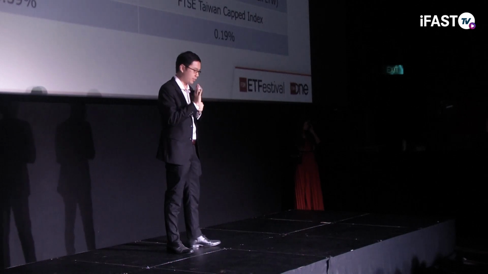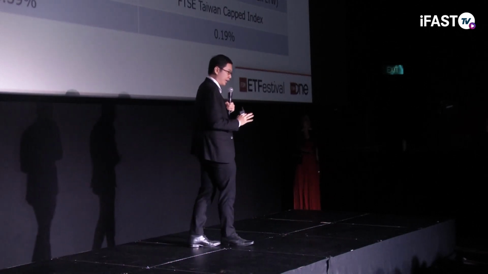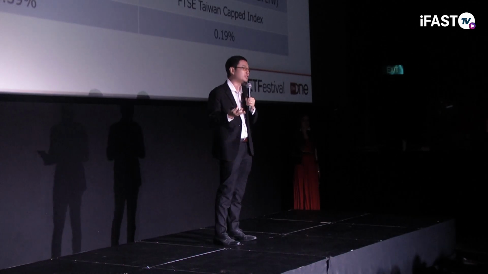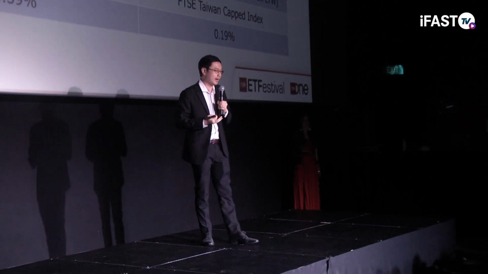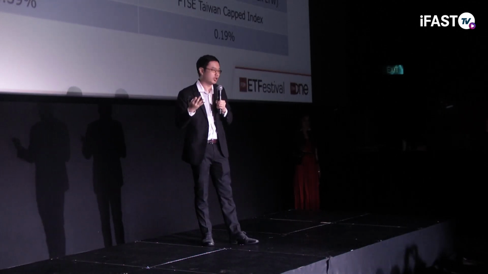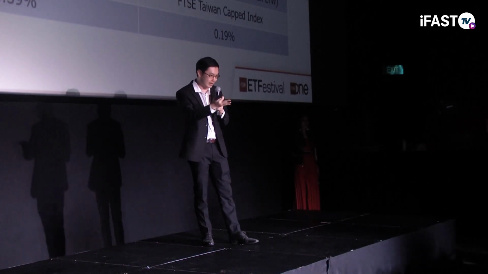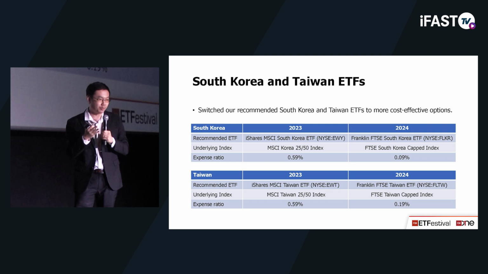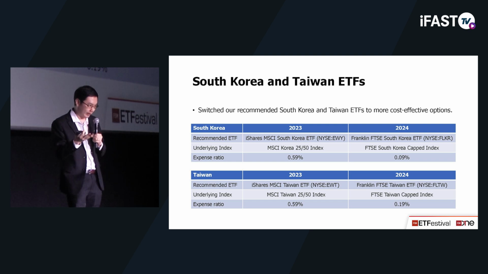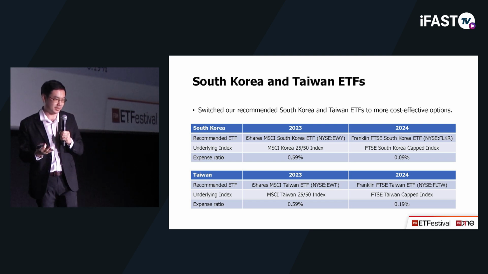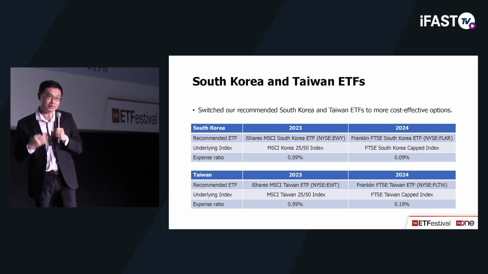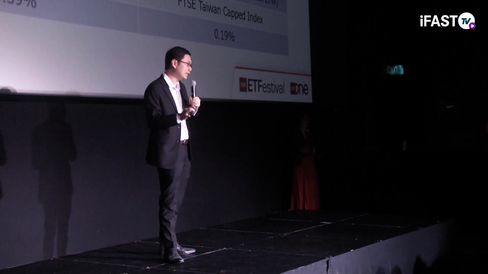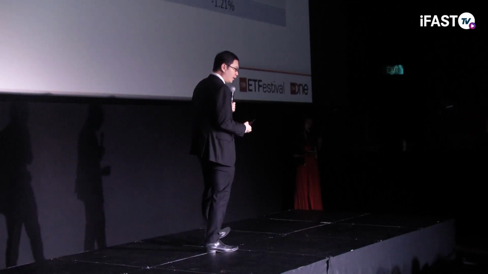So last year, our recommendations for both markets were actually the iShares ETFs. But this year, we have actually switched our recommendations to the one by Franklin. Main reason is because of their much lower expense ratios. You can see very clearly on this line, both the iShares ETFs come with an expense ratio of 0.59. But if you look at the Franklin one, it's 0.09% for the South Korea ETF and 0.19% for the Taiwan ETF. So significantly lower expense ratios.